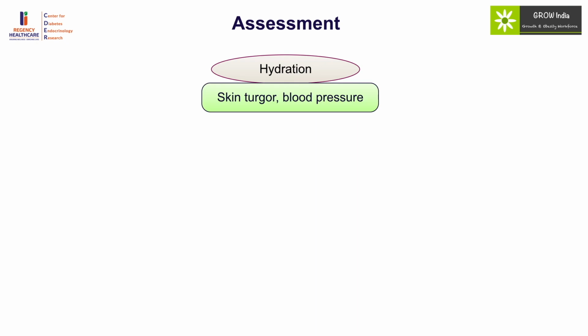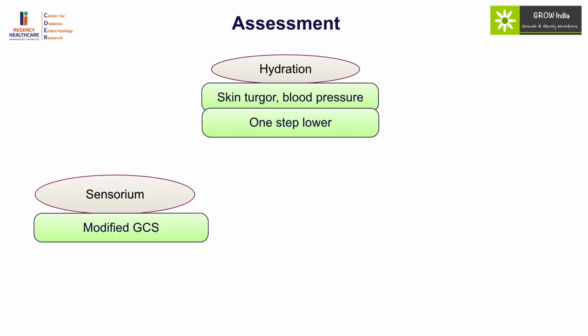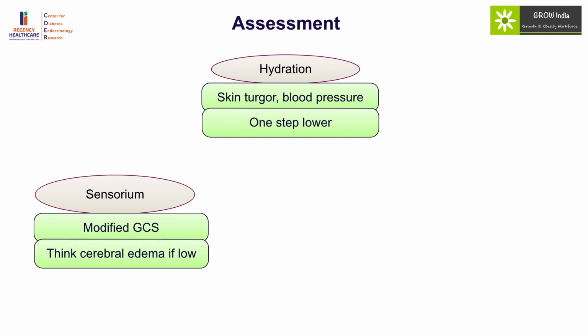The assessment of the child in the initial phase is absolutely important and should include assessment of hydration, which can be assessed using skin turgor and blood pressure. One needs to be cautious in assessing dehydration, and it should be considered 1 step lower in this setting. Sensorium should be assessed using the modified GCS score for children. If a child has drowsiness or a low Glasgow Coma Scale at diagnosis, one needs to be very cautious about the possibility of cerebral edema. So careful evaluation of the reflexes, blood pressure, heart rate, and pupils should be done. And if there is even the slightest doubt of cerebral edema, one needs to change the protocol, giving slower correction of DKA over a period of time and using mannitol at that setting.